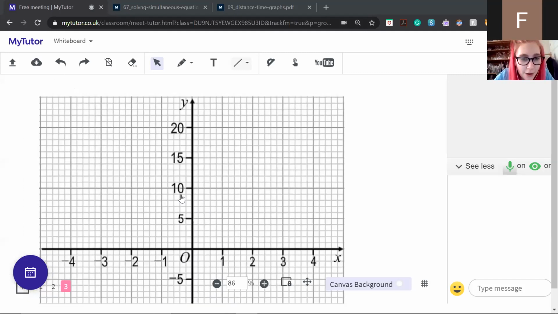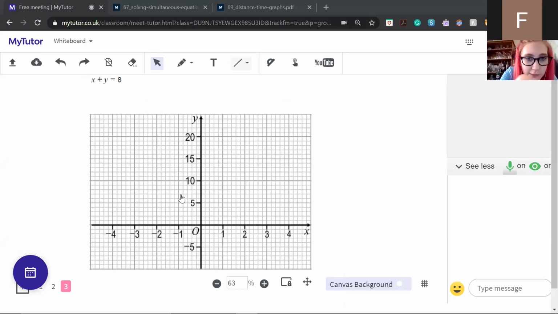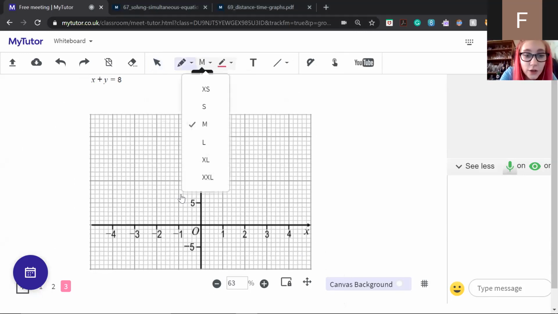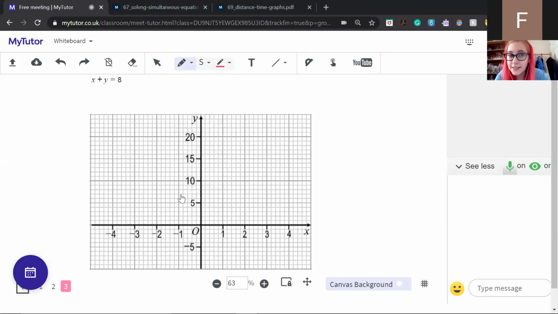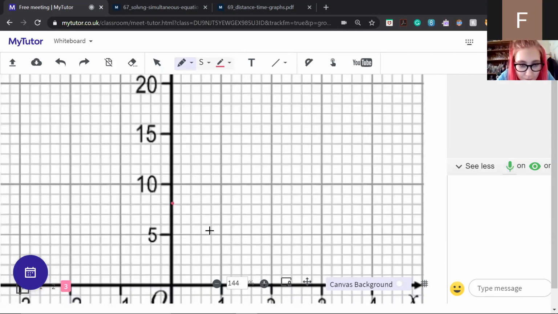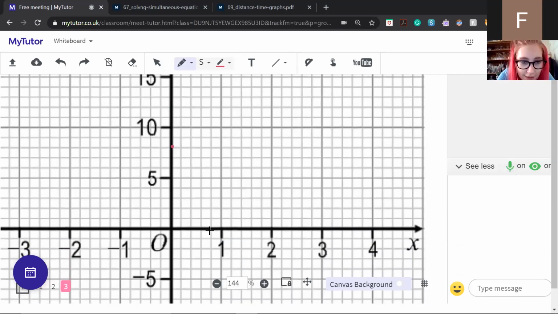So let's just think about this line to start with: x plus y equals 8. Like I said, I'm not even going to draw a table. I'm just going to think, at what points is x plus y equal to 8? Well, 0 and 8. What about 1 and 7? 2 and 5. 3 and 4. 4 and 3. We could do some negative ones as well, but that's all we need.